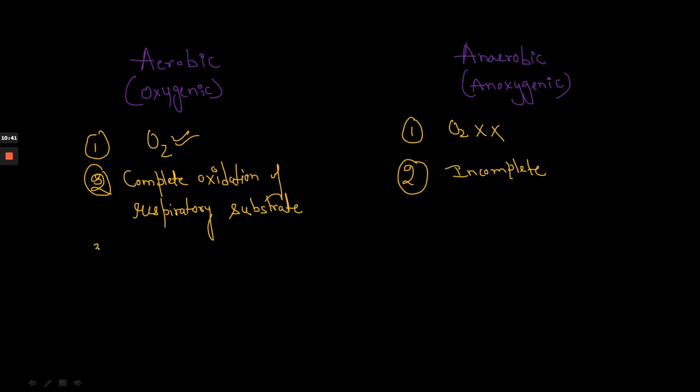And since complete oxidation of respiratory substrates is taking place in aerobic respiration, the energy being produced is around 36 to 38 ATP, as compared to the anaerobic one, which produces only 2 ATP. So you can see the difference. That is because here complete oxidation of respiratory substrate is taking place, and here incomplete oxidation is taking place.